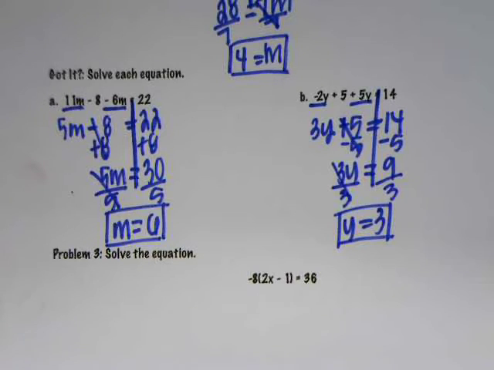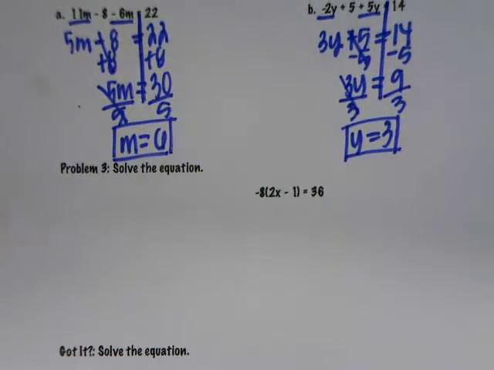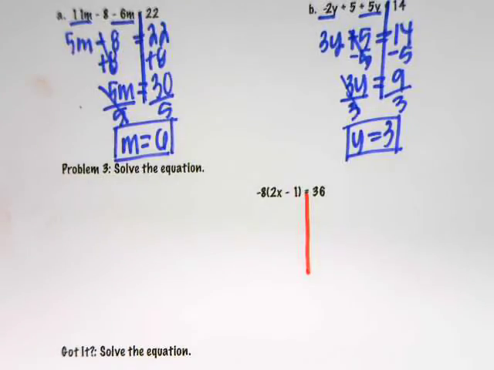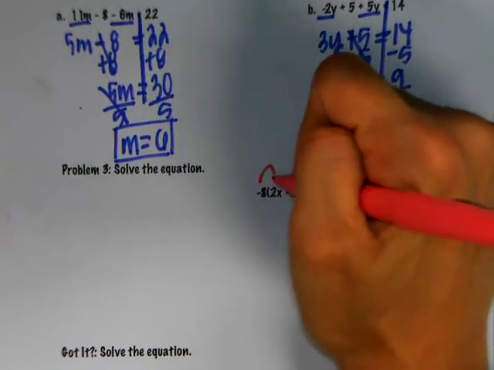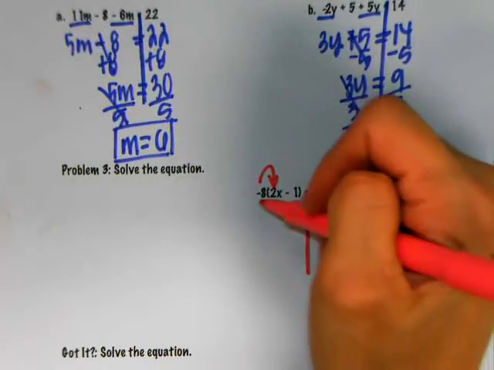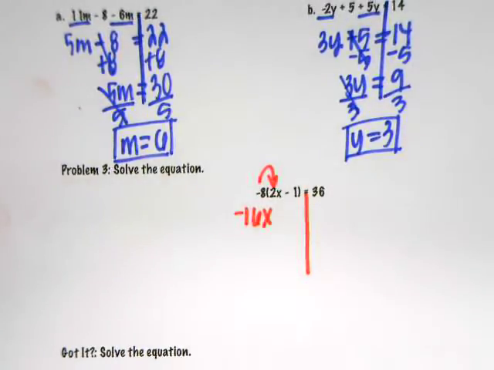Okay, we good so far? Okay, so now we're going to switch gears a little bit, and we are going to do ones that have distributive property in them. Okay? And then we're going to put the two together. All right, so on problem 3, we're going to distribute that negative 8. So what is negative 8 times 2x? Yep, negative 16x.